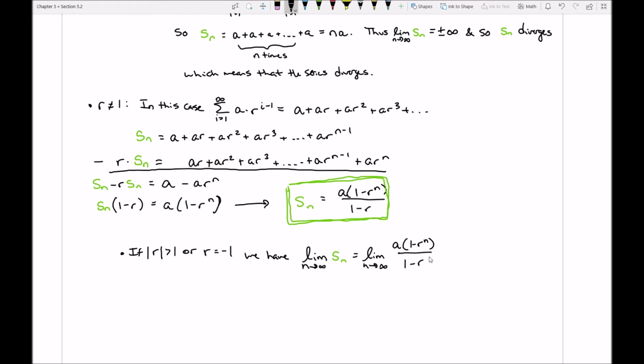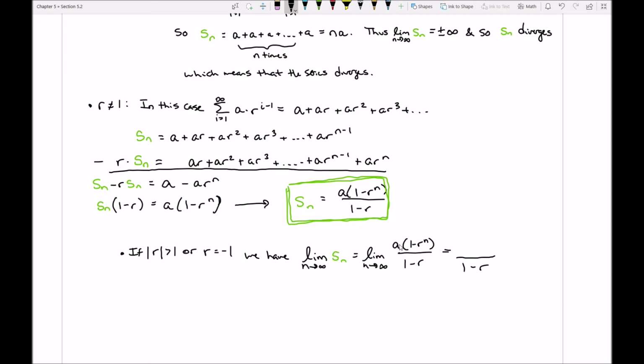Now, if I think back on my properties of limits here, I'll recognize again that if a and r are constants and n is the only variable here, I can simplify this down a lot. Notice I would do a limit of the top and a limit of the bottom. If the bottom is just a number, then the limit of it is just the same thing. So I can easily state that I'm just going to end up with a 1 minus r in the denominator.